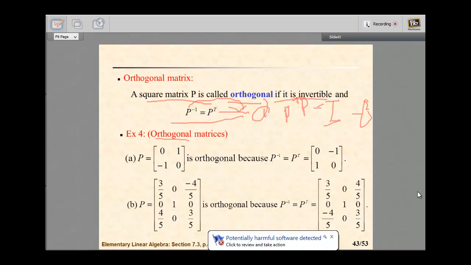Orthogonal matrix. Number one question: P is equal to [0, 1; -1, 0] is orthogonal because P inverse is equal to P transpose. So it means that it is orthogonal. Similarly, part B has a 3 by 3 matrix. We can write P as this, and it is orthogonal because P inverse is equal to P transpose of this.